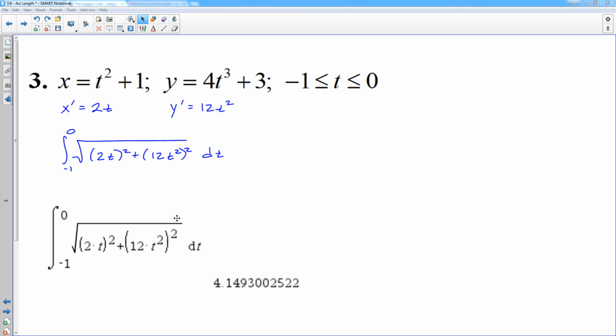And when you throw that in the calculator, you get an answer of 4.149. So there's your arc length, fairly straightforward. You need to remember that formula. This will be used in the context of vectors fairly frequently. But there is your arc length.